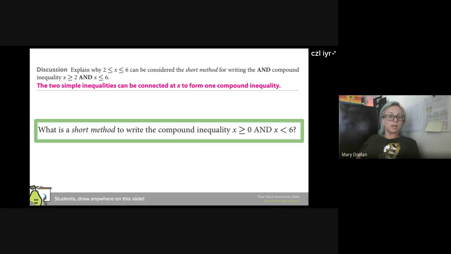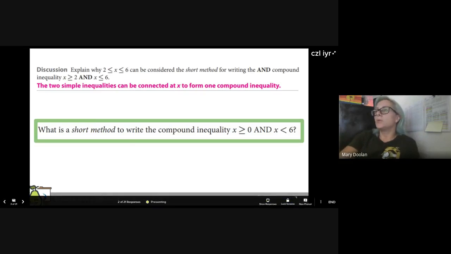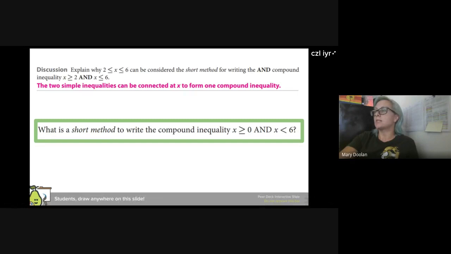Okay, so we were just looking at that on the last slide for the "and" compound inequalities. That's something you can do. So what I would like you to do is show me how I can take what's in the green box. What is the short method to write that compound inequality? Your compound inequality is x is greater than or equal to 0 and x is less than 6. What would that look like? You can use the text typing tool or you can draw, but you are going to give me an example of that. So you're back on your Pear Deck slide right now.